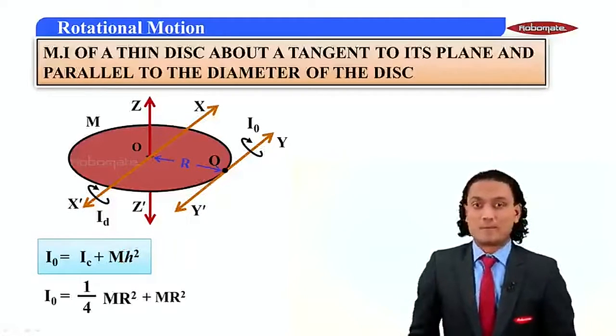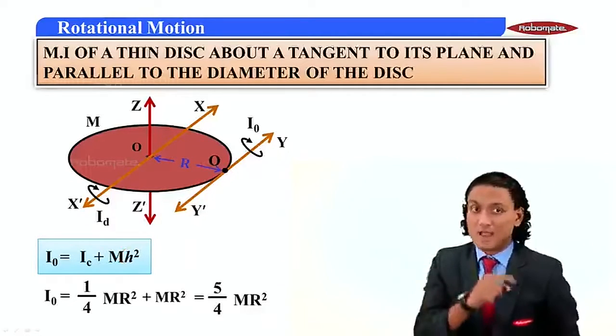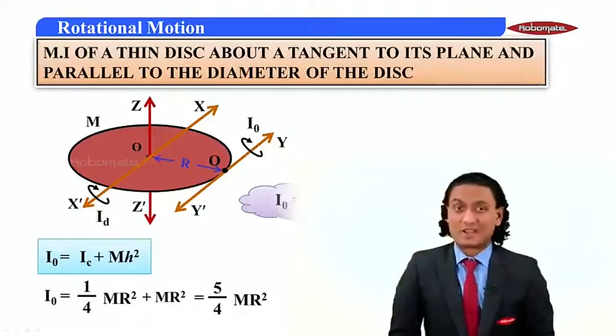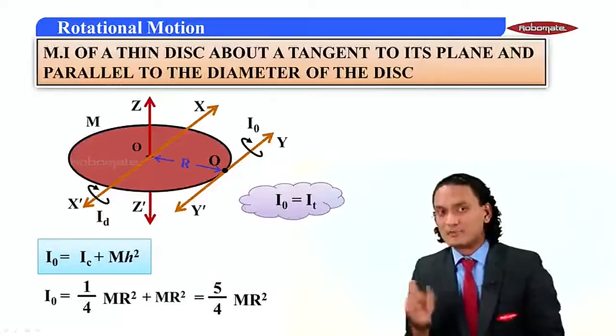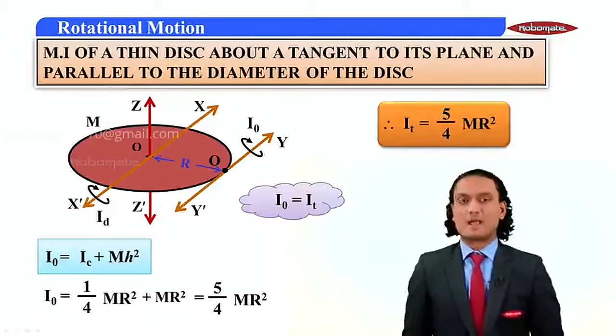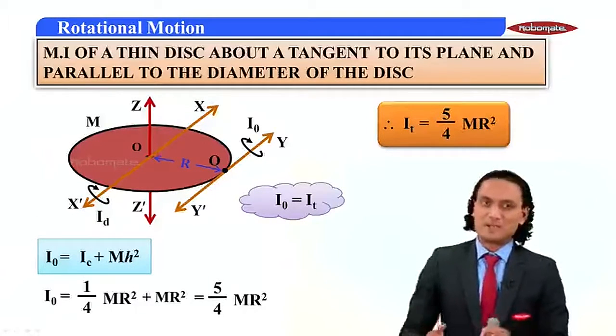1 by 4 MR square plus MR square is 5 by 4 MR square. So I naught is 5 by 4 MR square. Now students, Y dash is a tangent, so we can write I naught is equal to IT, just to signify that it is a tangent. So then IT is nothing but 5 by 4 MR square. Isn't that simple? Again, we have used the parallel axis theorem.